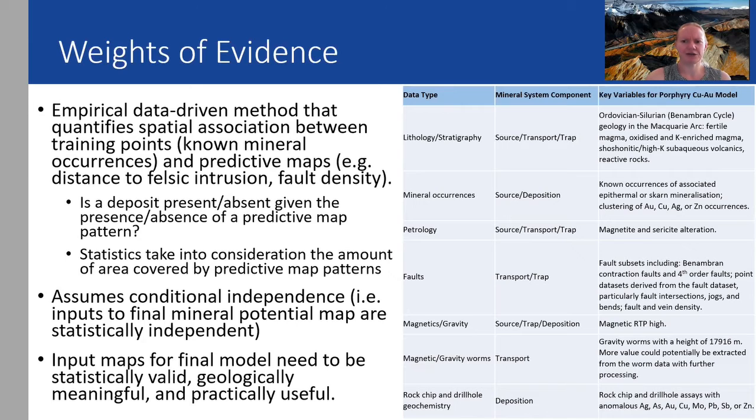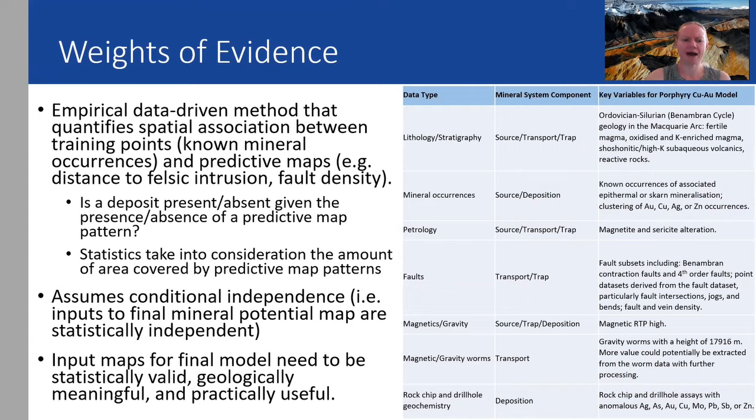However, given that we use a mineral systems-based approach for mineral potential mapping, they're rarely, if ever, actually independent of each other because the mineral systems processes all interact with each other. So we try to minimise conditional independence by limiting the number of input maps that go into our final model so that we are not duplicating map patterns too much.